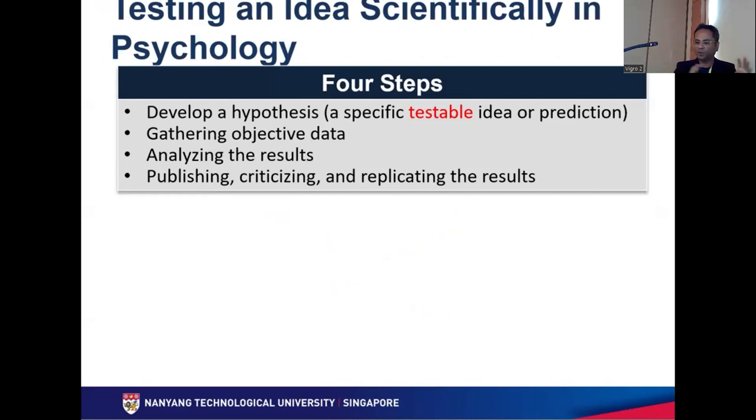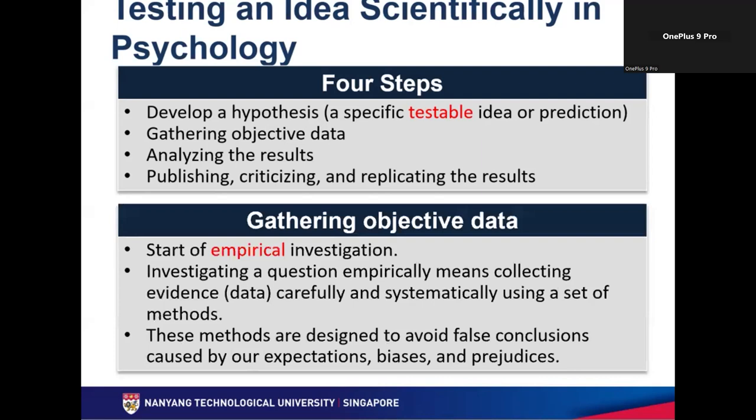So I'm going to wrap up these four theories by saying what psychologists do in order to understand these theories. To scientifically test an idea, they develop a hypothesis. They gather objective data, often by having surveys and talking to a group of volunteers and users, observing them, analyzing the results, and then publishing, criticizing, and replicating the results. Okay. So the gathering of objective data in psychology starts with empirical investigations.